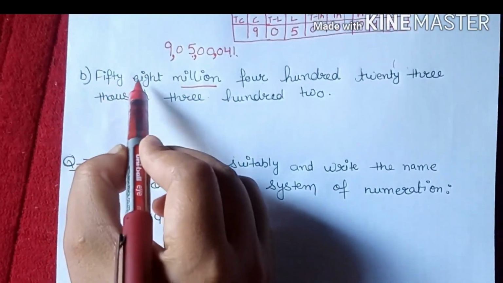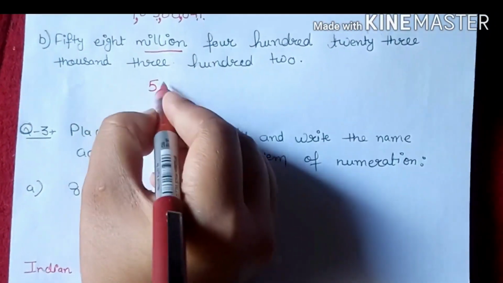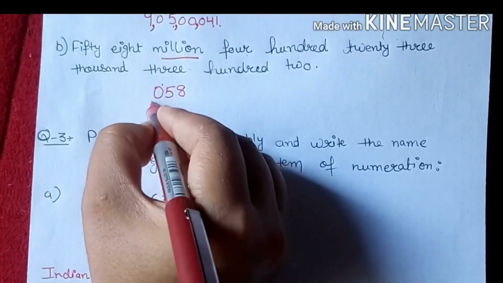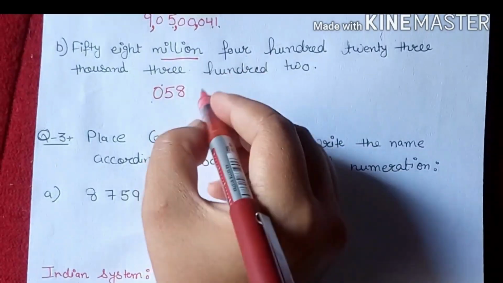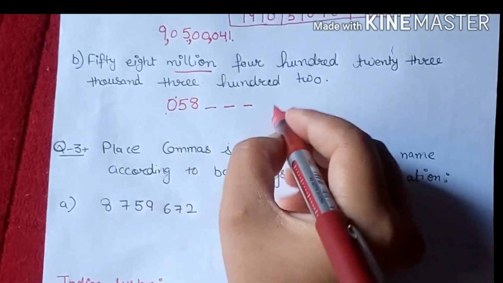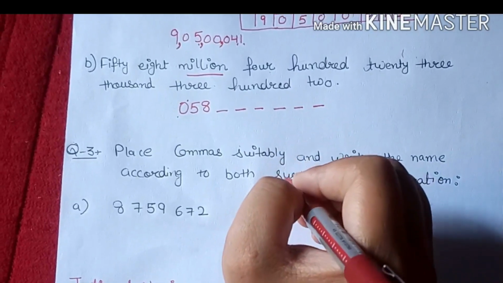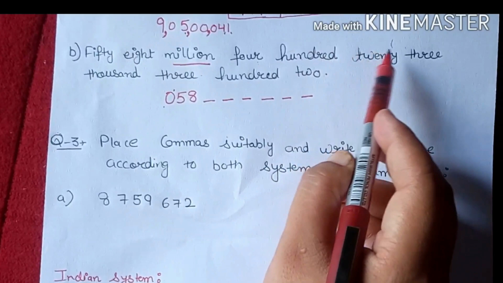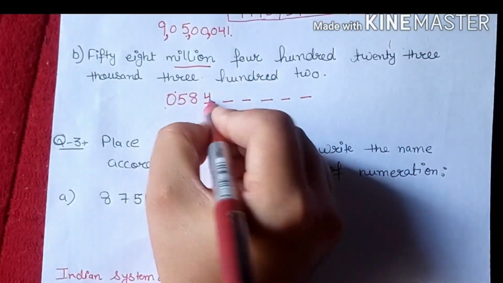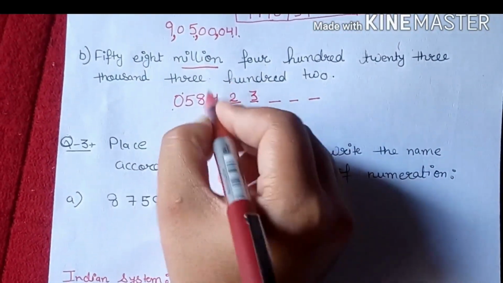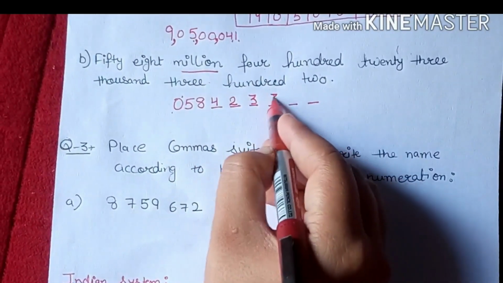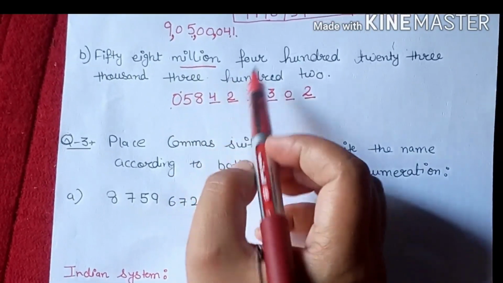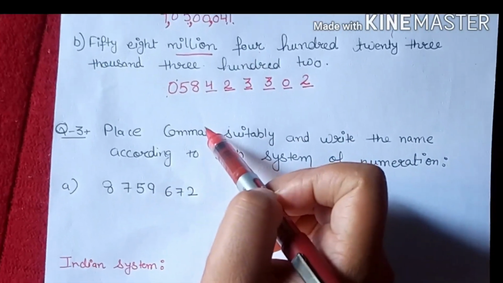See, we have 58 million. In the 100 billion place, there is nothing. So it is your choice. You can put 0 or not, your choice. So we have 3 in the thousand place and then 3 in the ones place. Yes. So in the 1000 place, 423,000. So 423,000 place and 302 in ones place. So this is the number form of this question.